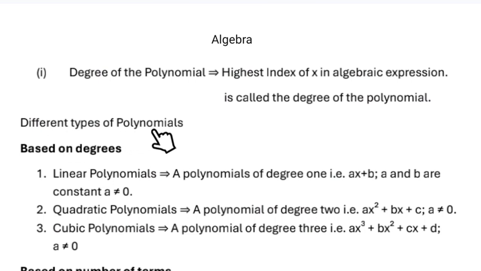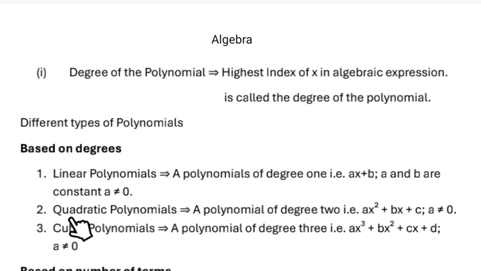Different types of polynomials based on degrees. The first one is linear polynomials. A polynomial of degree 1, that is ax plus b, because x is raised to the power 1, so this is a linear polynomial. Here a and b are constants and a not equal to 0.